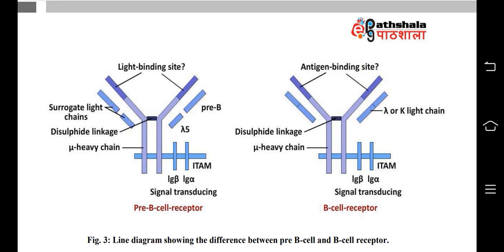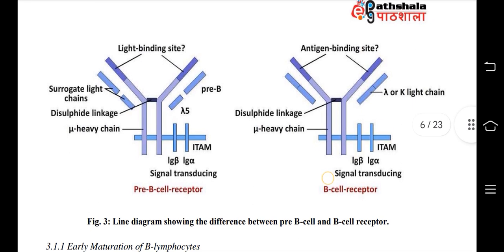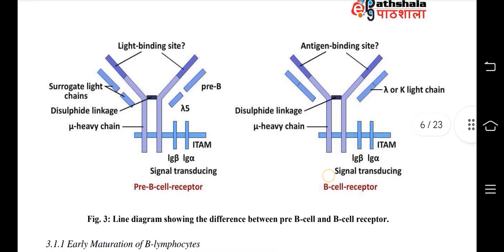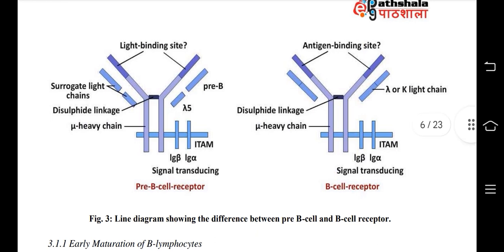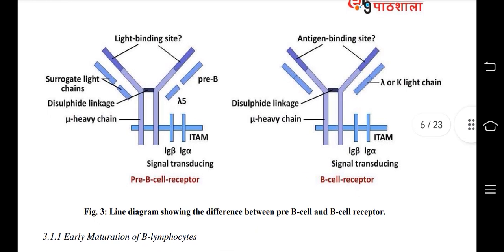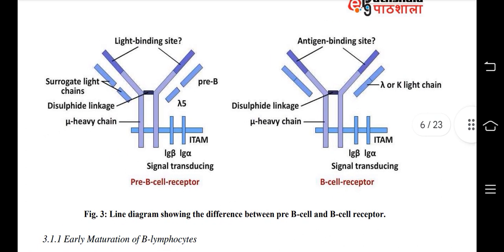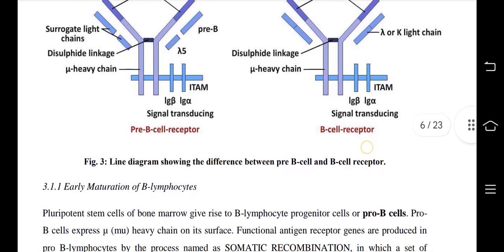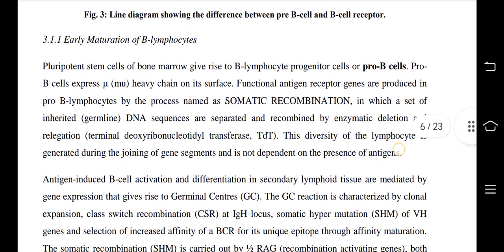Pre-B cell receptor. Light binding site, surrogate light chains, disulfide linkage, mu heavy chain, mu, lambda 5, pre-B, Ig beta, Ig alpha. IgM, signal transducing. Antigen binding site, disulfide linkage, mu heavy chain, lambda or kappa light chain, Ig beta, Ig alpha. IgM, signal transducing.